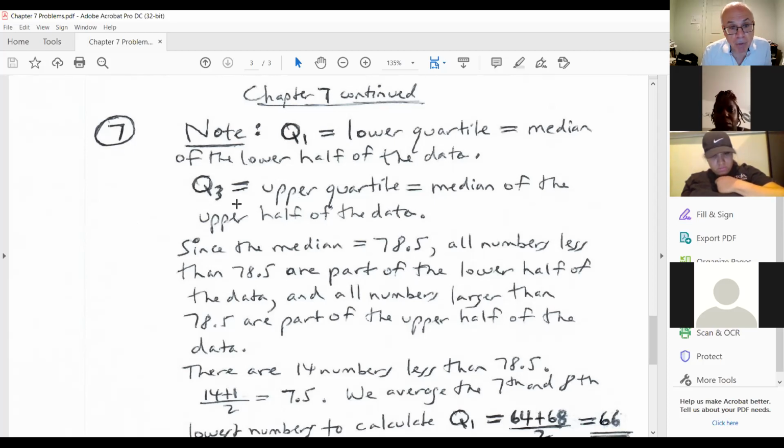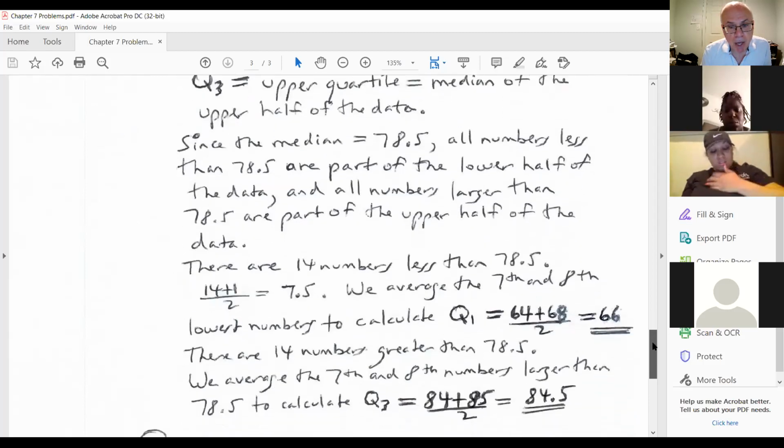How do you find Q1 and Q3? Well, if you already found what the median is, the median breaks the data set into a lower half and an upper half. If you found the median of the lower half, that's Q1, that's the lower quartile, using the same rule as we found the median for the whole data set. So for the lower half of the data, if you found the median of that, that's Q1. If we took the upper half of the data set and found the median, that's Q3. All right, using the same rules as we found the median for the whole data set.